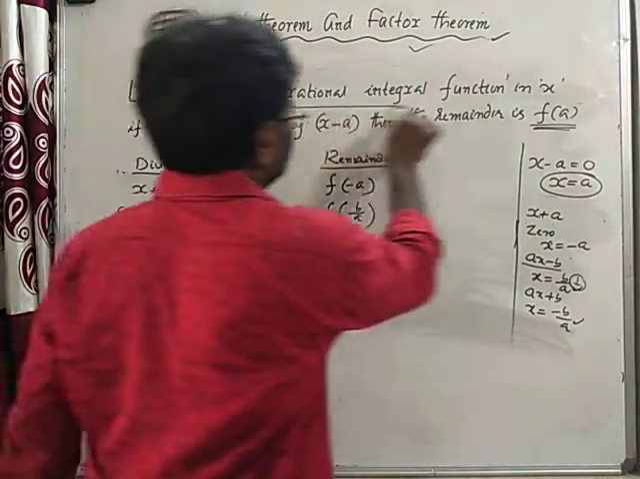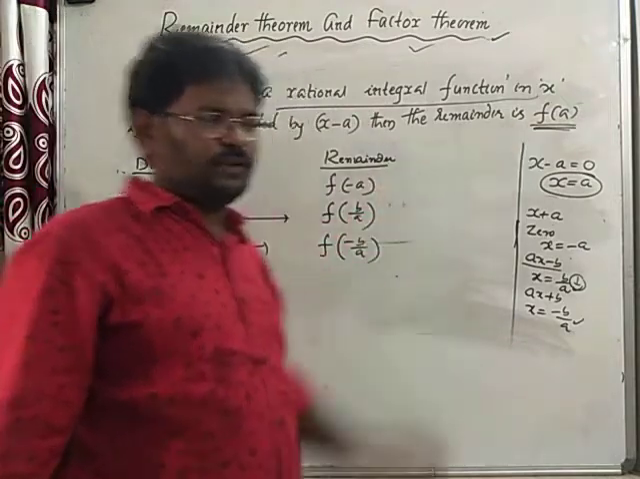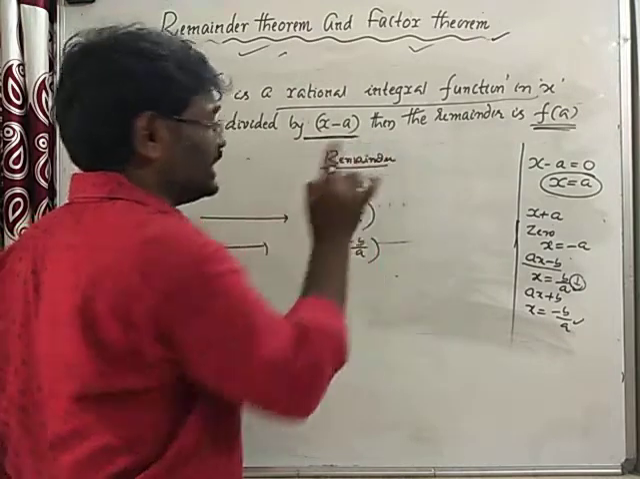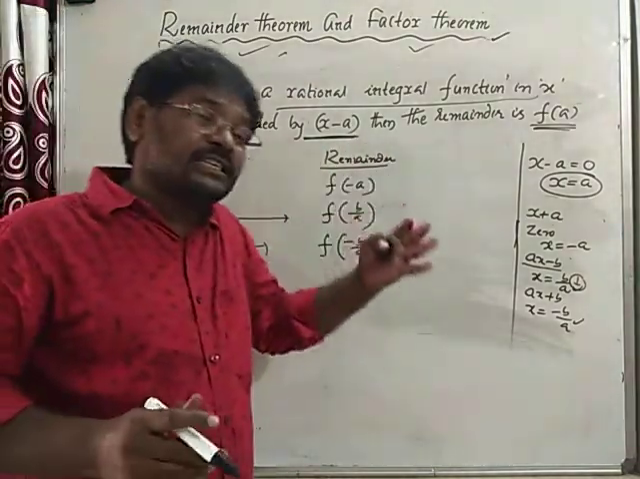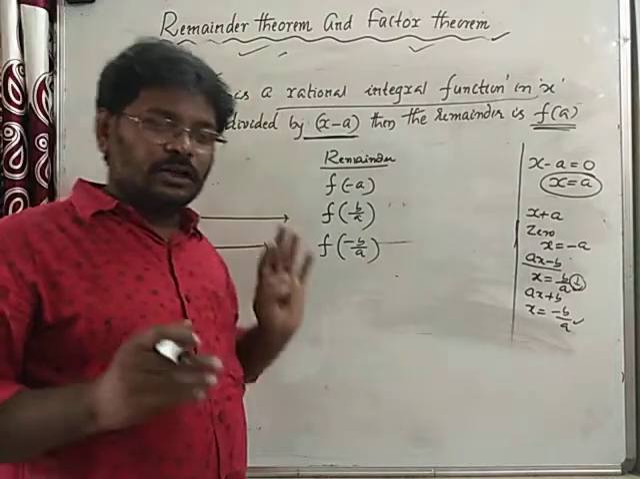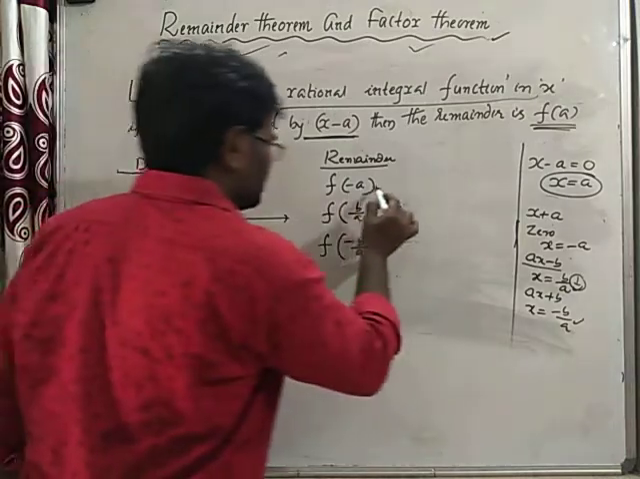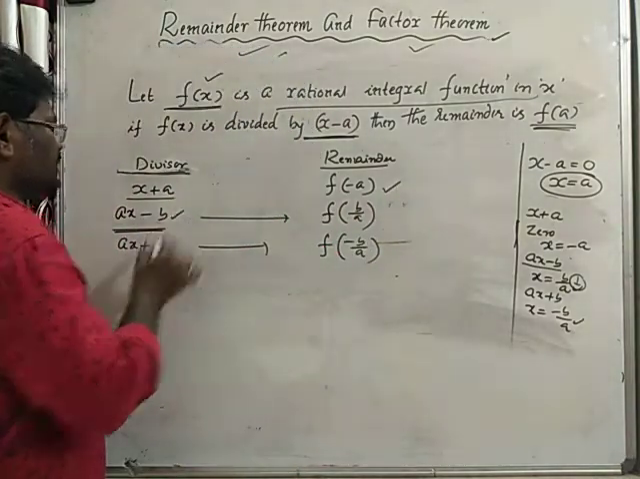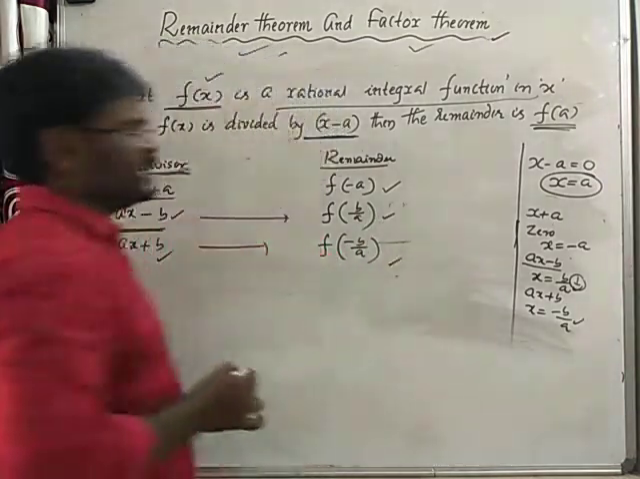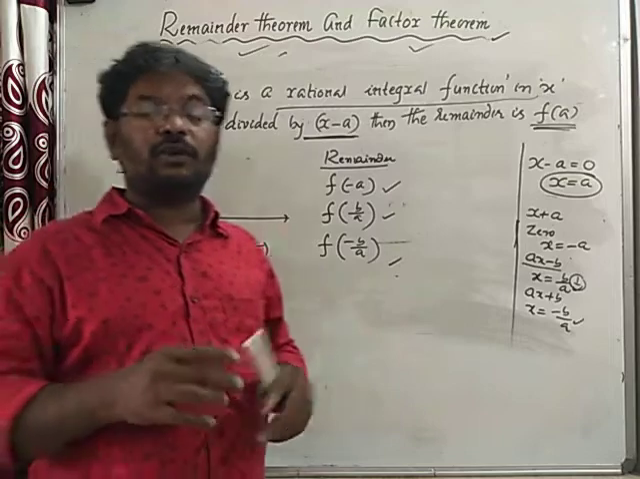f of x is a rational integral function in x. If f of x is divided by x minus a, then the remainder is f of a. See that this is a polynomial, and the divisor is a linear polynomial. Later we will discuss second degree and third degree divisors in higher standards. Up to now, linear only. If the divisor is x plus a, the remainder is f of minus a. For ax minus b, the remainder is f of b by a. For ax plus b, the remainder is f of minus b by a. By using this, we have to do the problems. Without actual division, we can find the remainder.